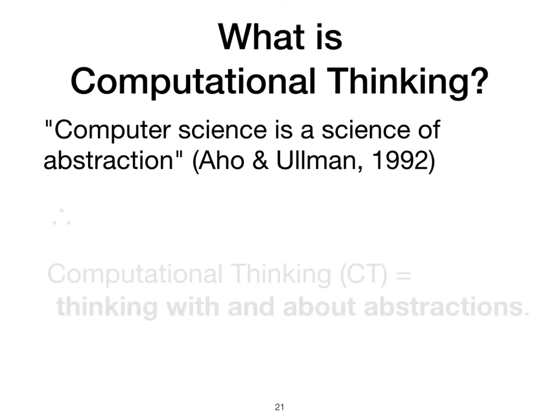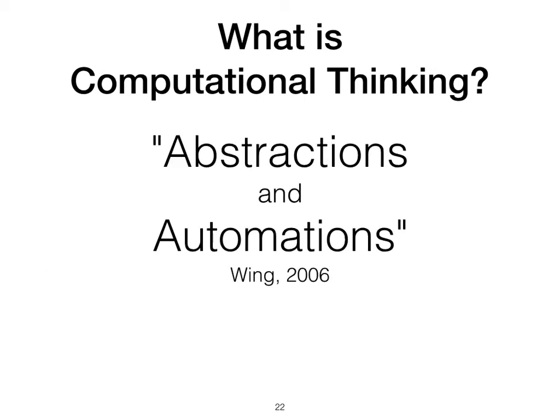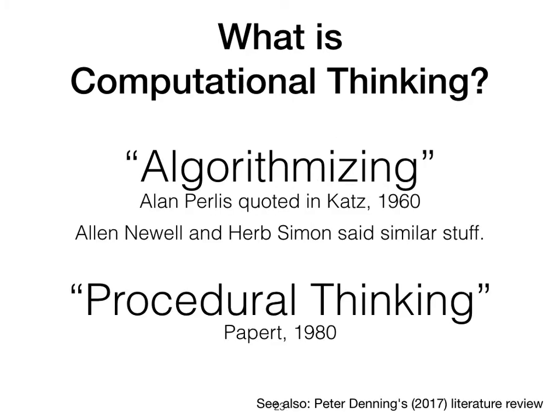Now, it's become popular in education discussions around computing to talk about something called computational thinking. Well, based on the definitions of CS that we just heard, we might define computational thinking as thinking with and about abstractions. And indeed, this logic is at the core of how Jeanette Wing has described computational thinking, as being about abstractions and automations. Some commentators have emphasized algorithms a bit more than abstraction, Perlis talking about algorithmizing or Papert talking about procedural thinking, but in both cases it's about human formulated solutions and structured solutions to human understood problems.